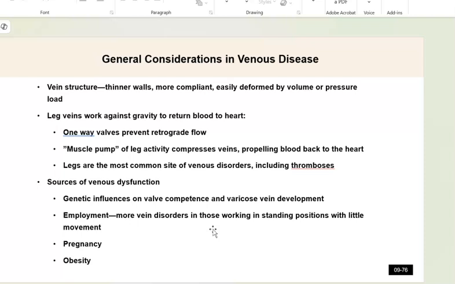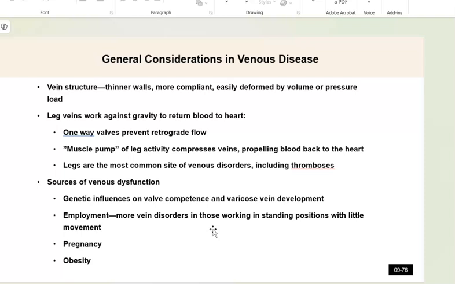All right, moving on to disorders of the veins. When we're talking about the venous system, we have to remember these things. The vein structure has thinner walls, they're more compliant, they're easily deformed by volume or pressure. Our leg veins work against gravity, right? So we have to have these one-way valves to prevent retrograde flow.